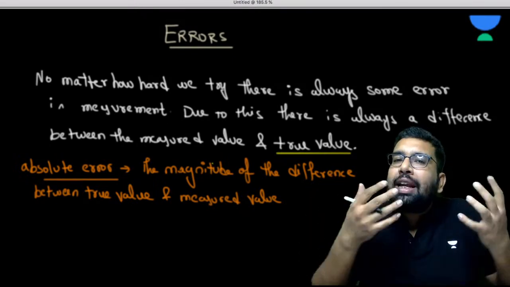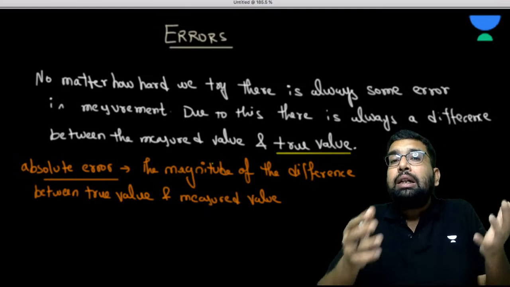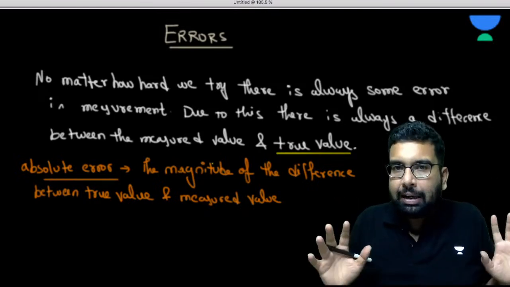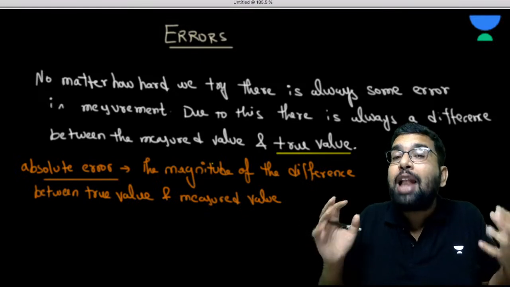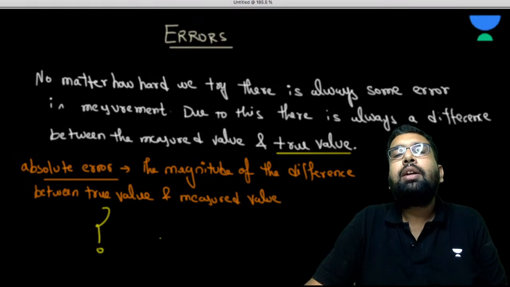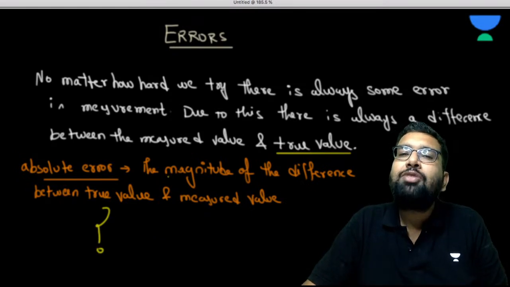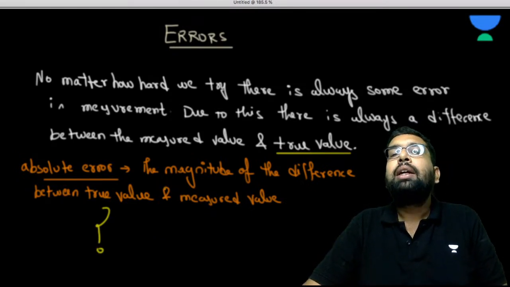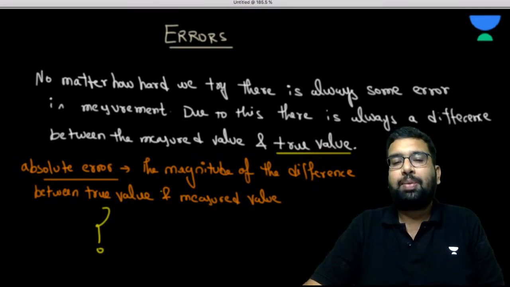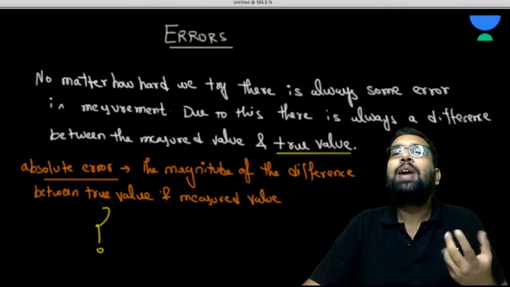There is always some difference between the measured value and true value. Okay, so the measured value we can get, but from where will the true value come from? The question is from where we are going to get the true value, because we have just understood this fact that no matter how hard we try, we can never get the true value of something.